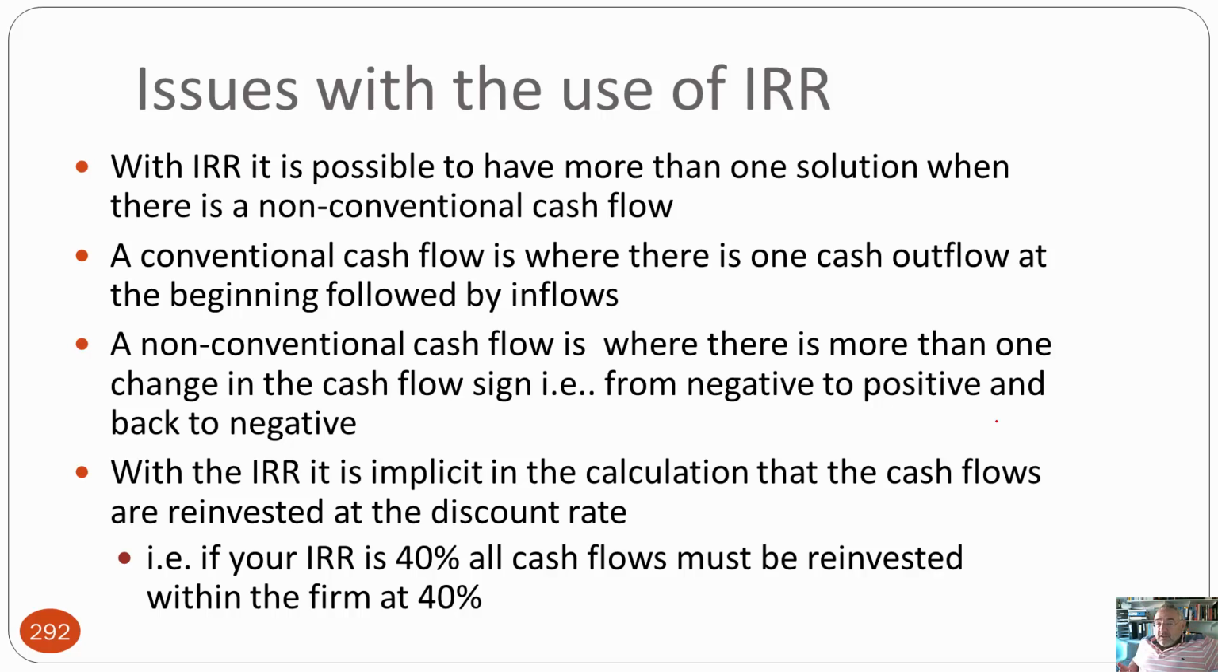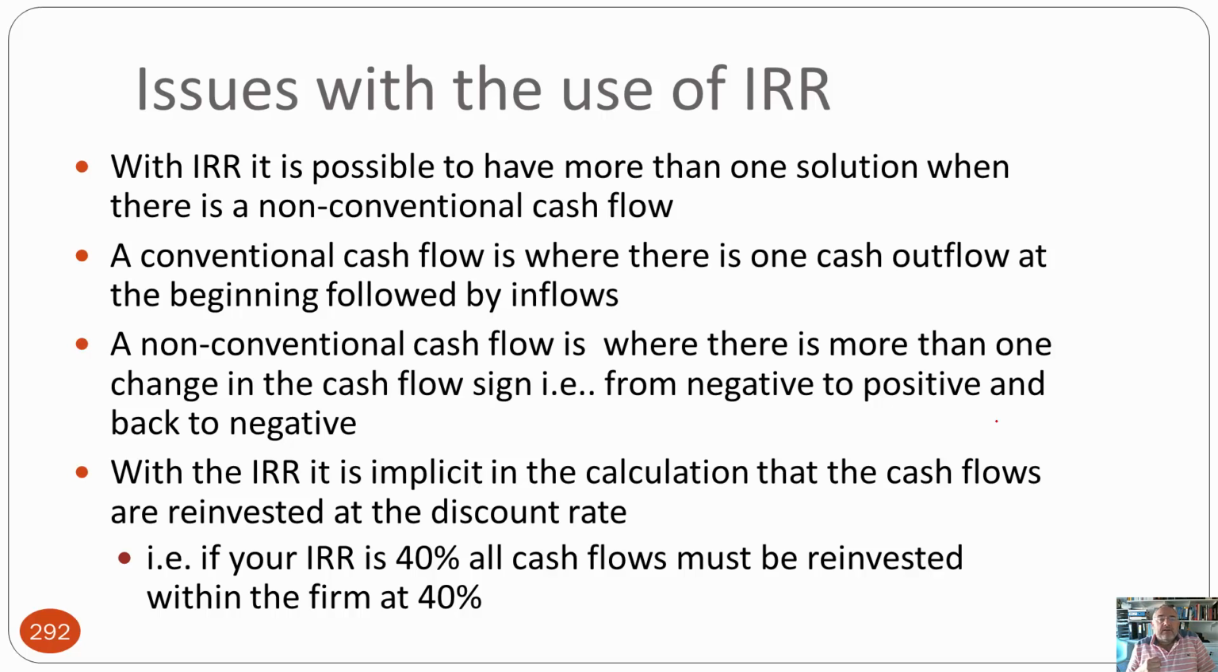And if you've got n terms, you've got I to the power of n, you've got additional possible answers. Okay, so the issue here is you're going to come up with a number of rates out of this process, and you're not sure which is the right one, especially when you've got non-conventional cash flows. You have some positives, you have some negatives, then some more positives. And the other thing about the internal rate of return is it's implicit in the calculation that the cash flows are reinvested at a discount rate.